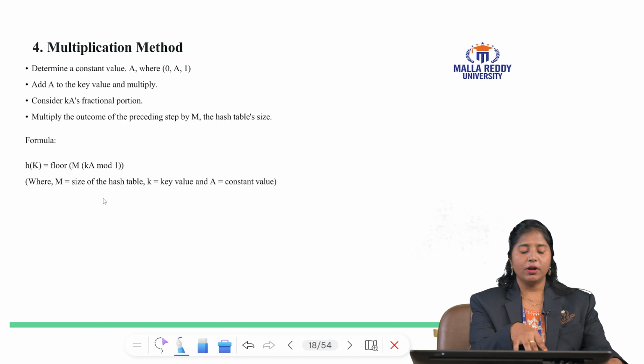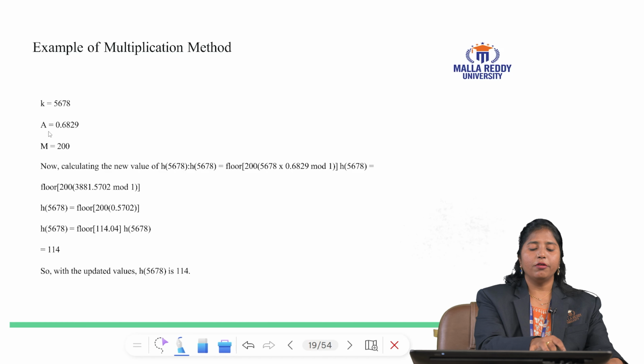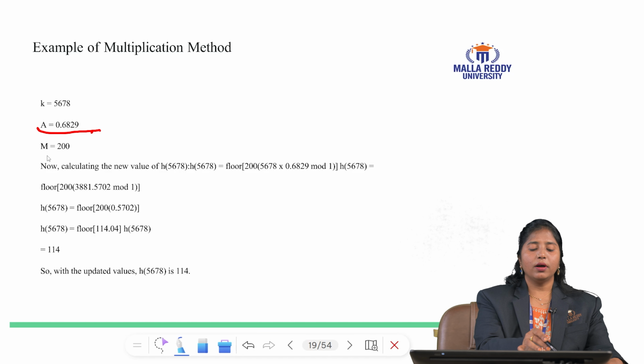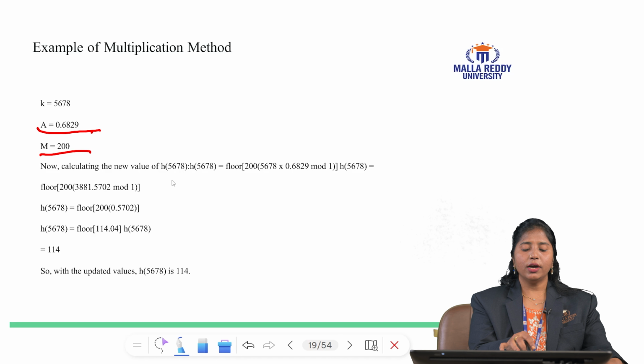Here M is the size of the hash table, K is the key value, and A is the constant value. Now let's see the example. If I take the K value 5678, the constant value A is 0.6829, and the hash table size M is 200. Calculating, H(5678) = floor(200 × (5678 × 0.6829 mod 1)). According to this formula, we get the index 114.